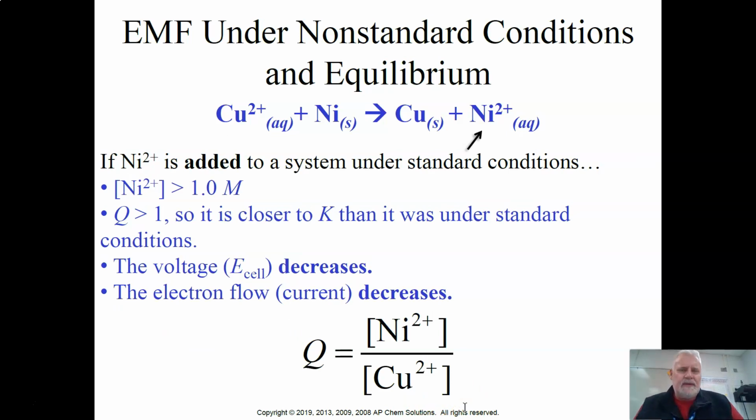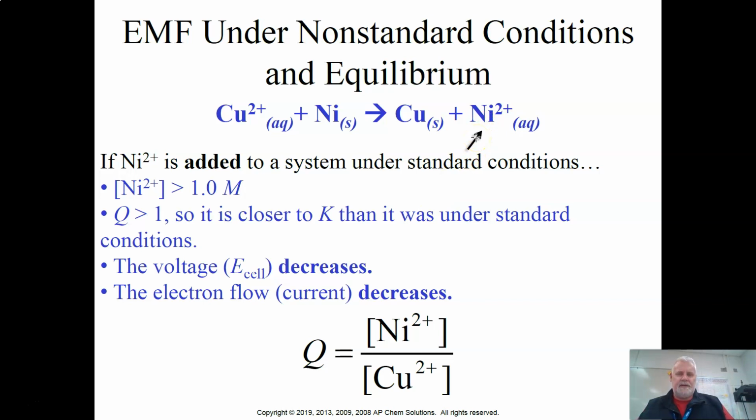Now, you can also do this with products. If nickel plus 2 is added to a system, it'll get greater than 1. So as this builds up, this Ni2+, it actually slows down your battery again. The voltage decreases, so adding this product, you will have a decrease in voltage, and you will have a decrease in current. So you don't want to add on that side.